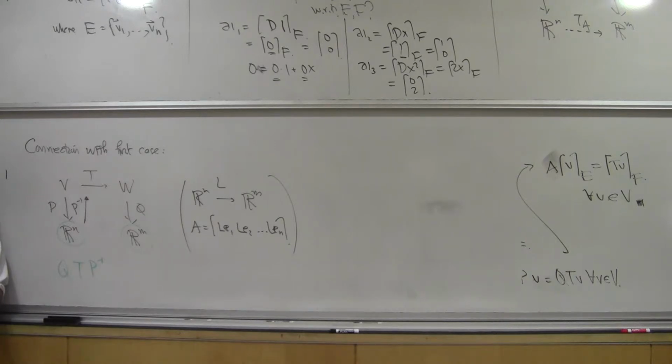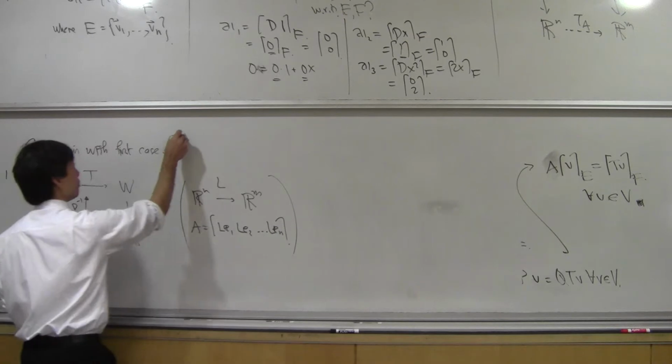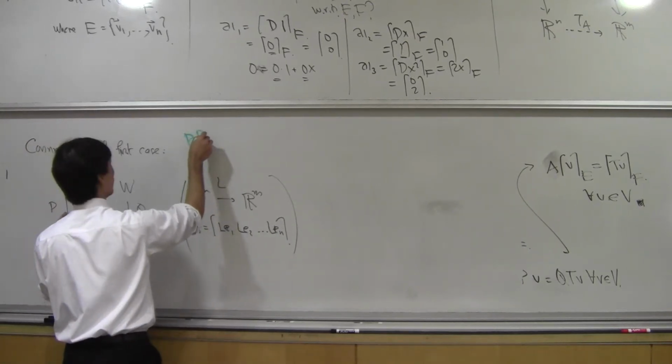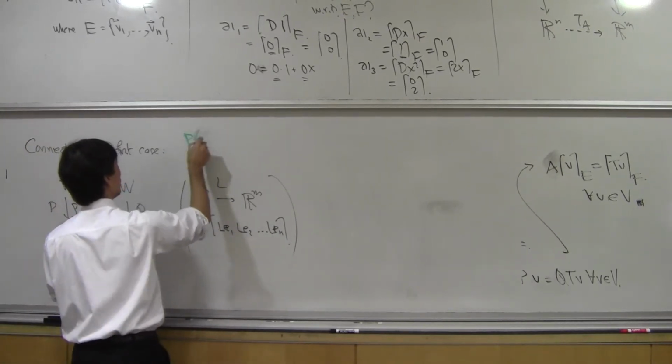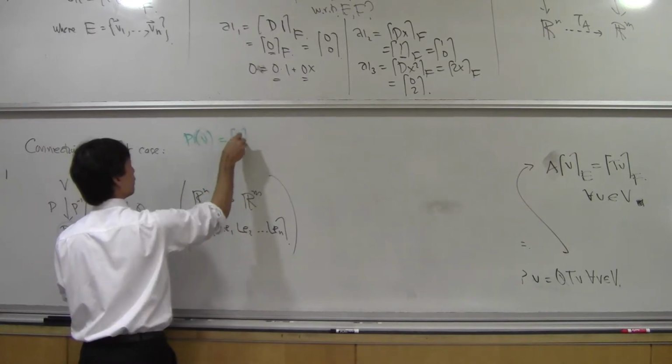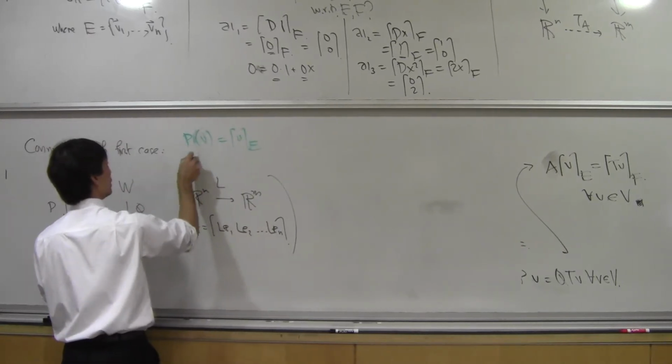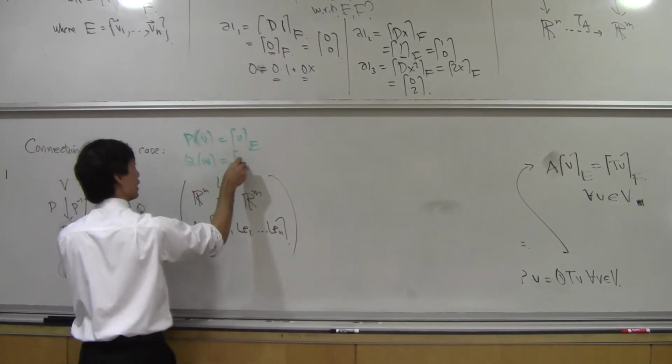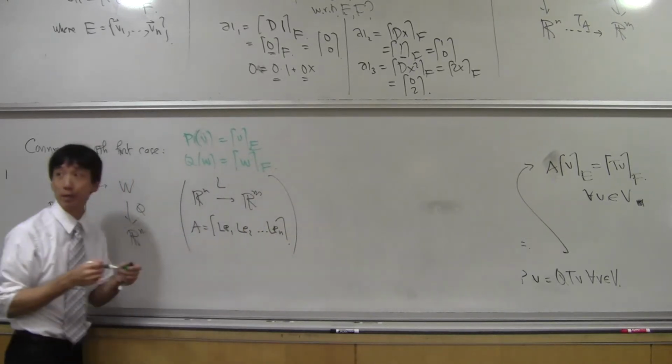You said you couldn't go from... Oh no. You can't go back. This T doesn't go that way. Yeah, fine. What are P and Q? So P and Q were the coordinate maps, right? P of V was the coordinate map with respect to E. Q of W was the coordinate vector of W with respect to F.